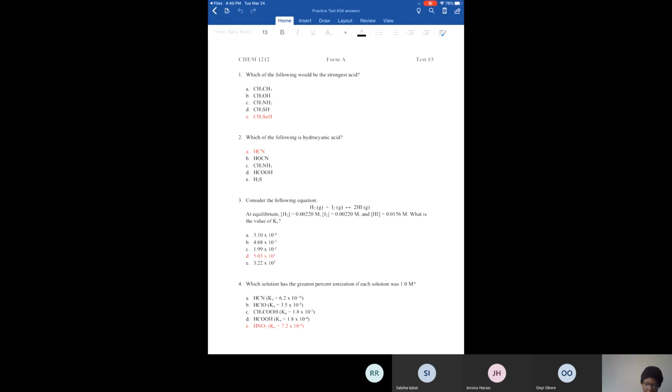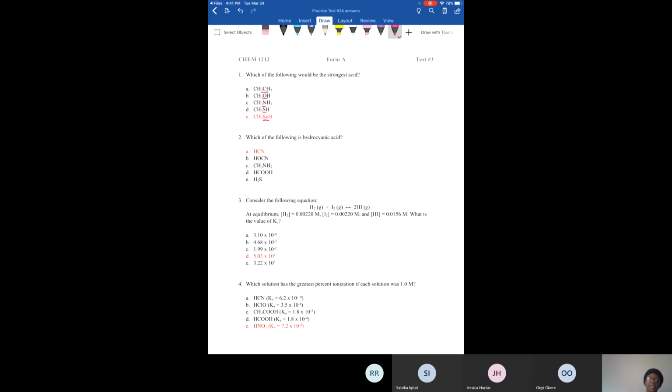So for question 1, which of the following would be the strongest acid? If you go through, it's important to note what your H is attached to, or the H that is going to be donated or lost in the reaction. So for A, your H is connected to C. For B, it's connected to O, C is N, D is S, and E is Se.